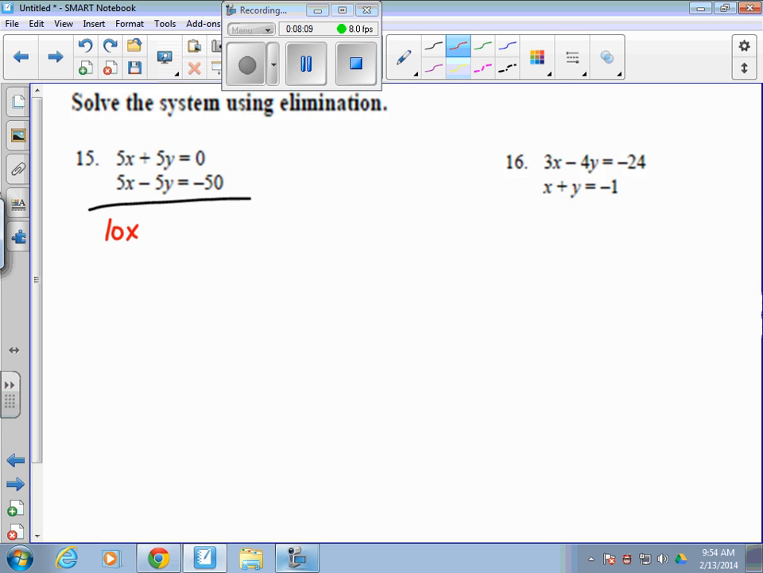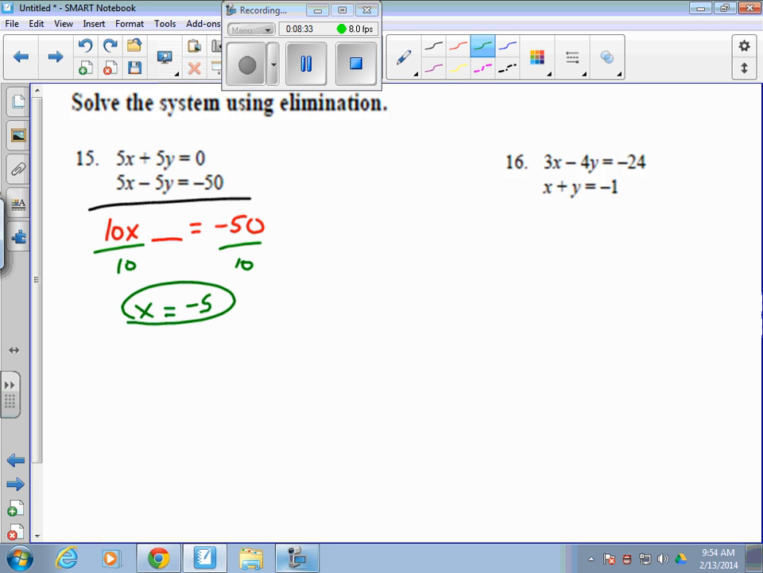5y combined with negative 5y gives you 0y. I'm going to write that as just a placeholder; there's no reason to write it in. And 0 combined with negative 50 is negative 50. So what you're left with is 10x equals negative 50. In order to get x by itself, you divide by 10, since it says 10 times x. Divide the right-hand side by 10 as well. X equals negative 5. There's your first value for x.